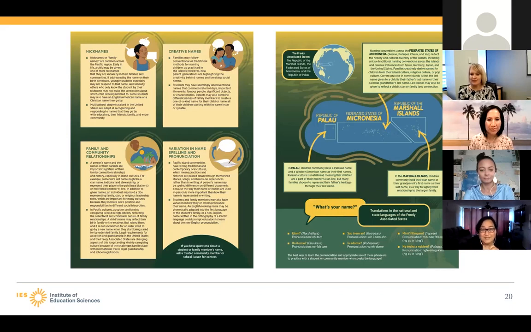To the right, you can see a map of the region where we offer a few distinguishing characteristics between Palau, FSM, and the Marshall Islands. And on the bottom of that page, we've provided translations for how to ask students, what's your name, in some of the national and state languages.